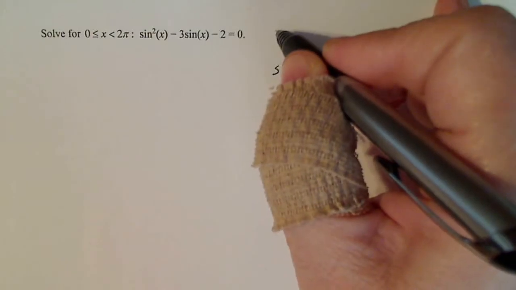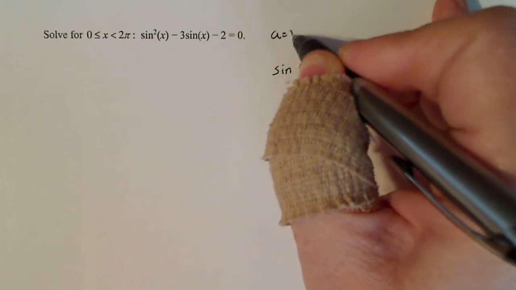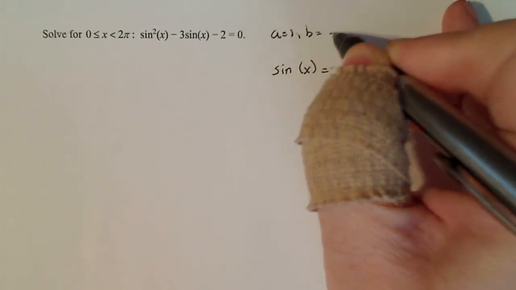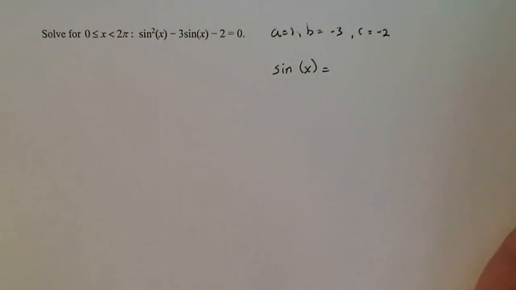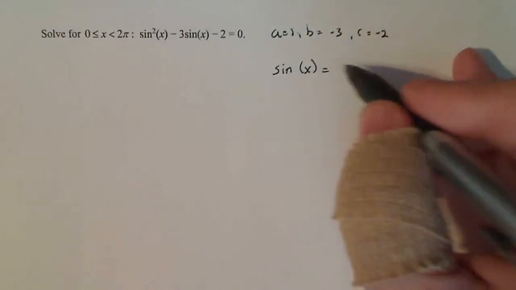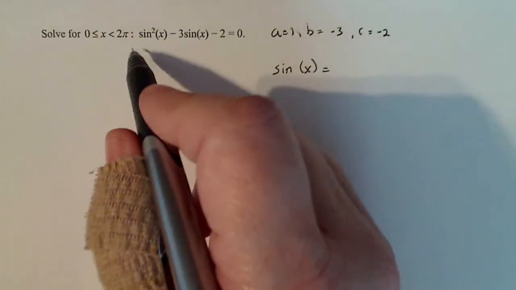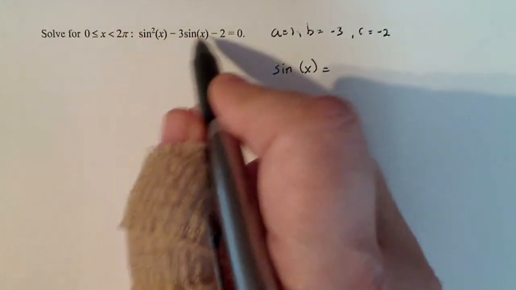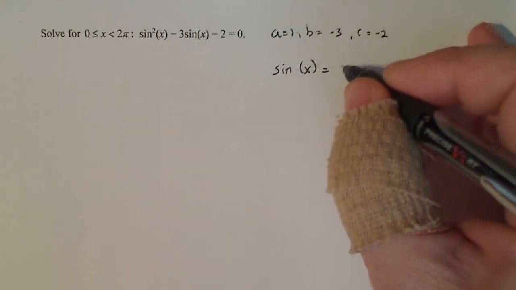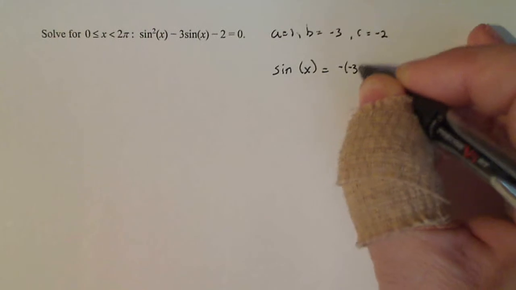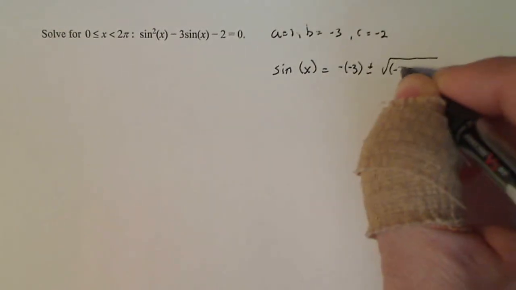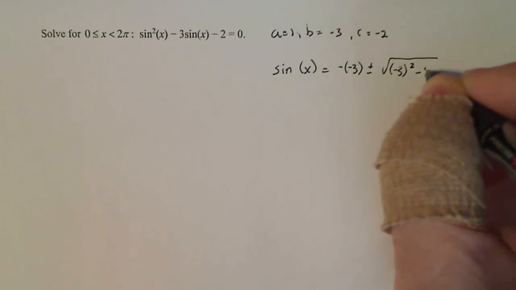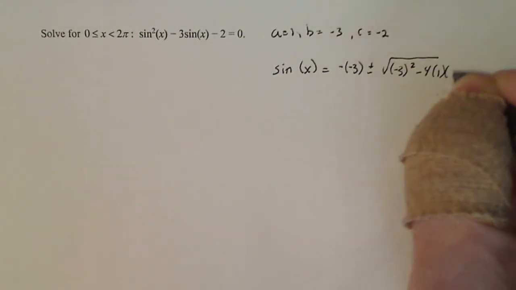Now, a is equal to 1, b is equal to minus 3, and c is equal to minus 2 in this case. And I'm just going to use the quadratic formula. You know, if it's factorable, factor it. But here I have sine of x, not x. You have to imagine that sine x is your variable. So sine x equals negative b plus or minus the square root of b squared minus 4 times a times c.